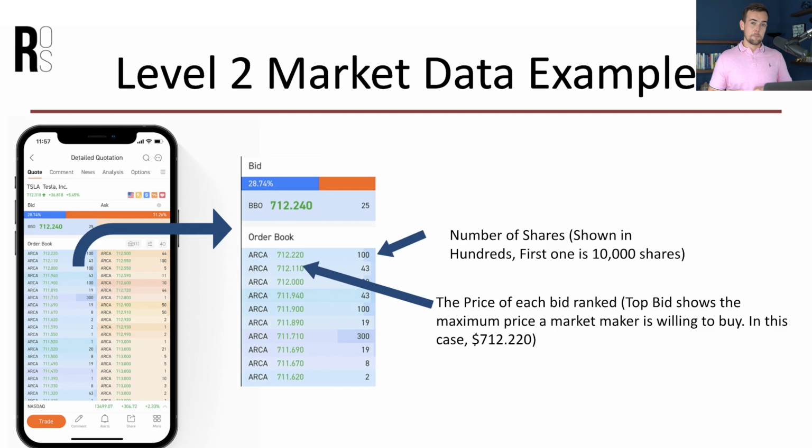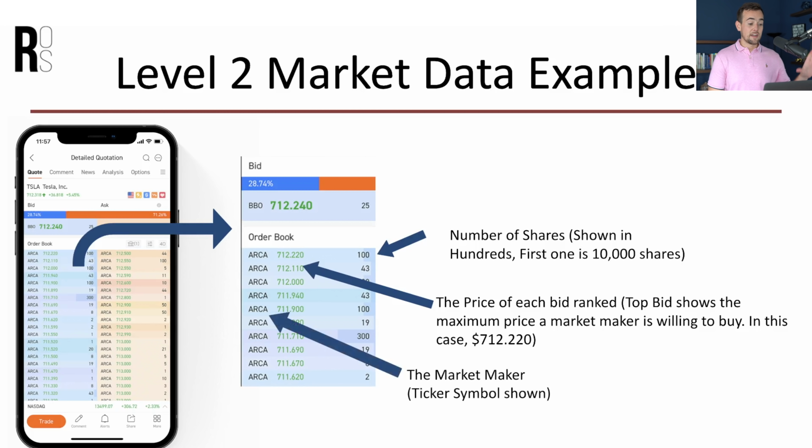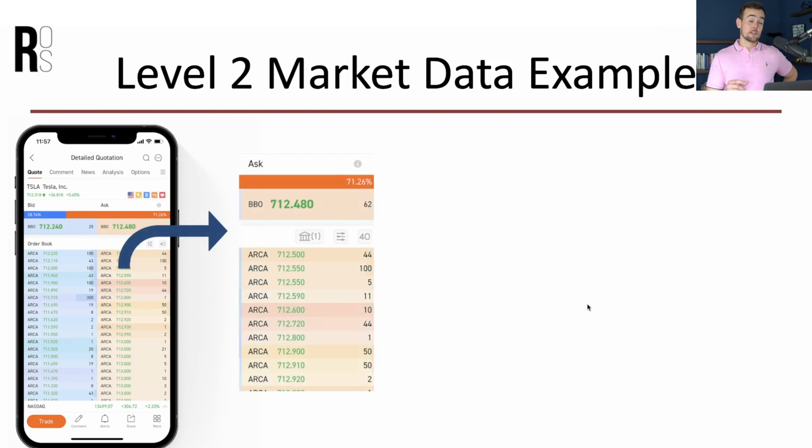Now, to the left of that, you have another column of numbers, and this is the price of each bid ranked. So the top bid shows the maximum price a market maker is willing to buy, and in this case, it is 712.22. And then on the left there, the symbol ARCA is showing you the actual market maker who is facilitating those orders. Now, looking at the ask price, we see similar numbers as well.